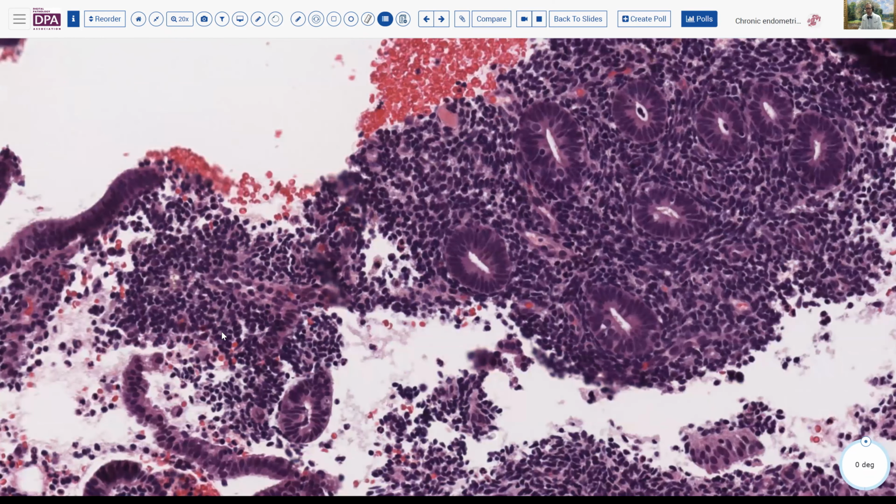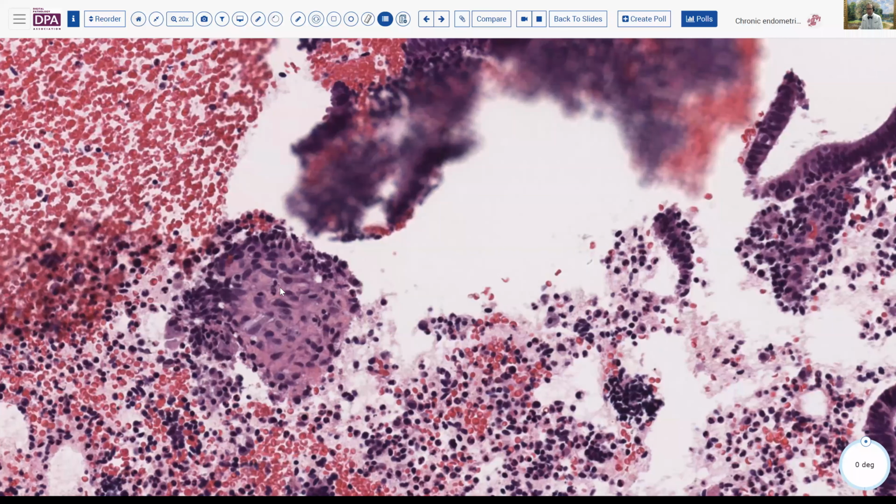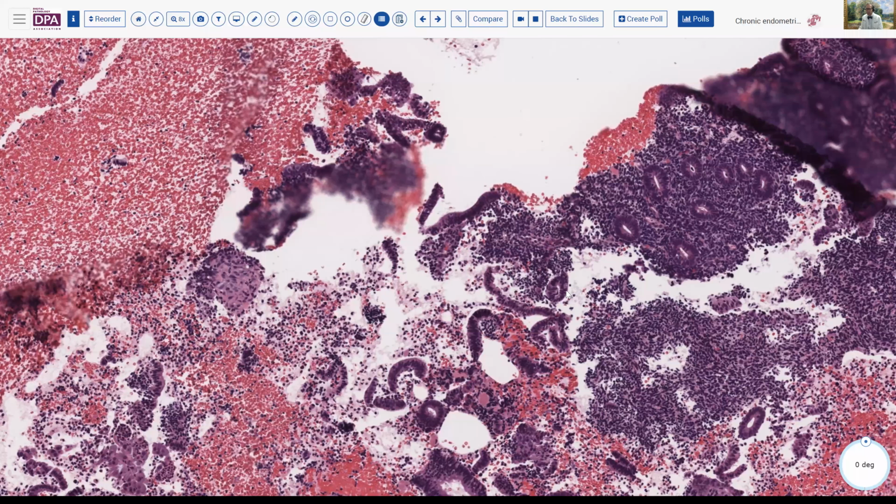The other feature here, however, which raised interest, was this little structure here that looked very much like it could be an epithelioid granuloma. Clusters of histiocytes, a lot of pink cytoplasm. And so sometimes plasma cells can go along with other types of endometritis as well. However, in this case, again, we have these little areas of stromal breakdown.